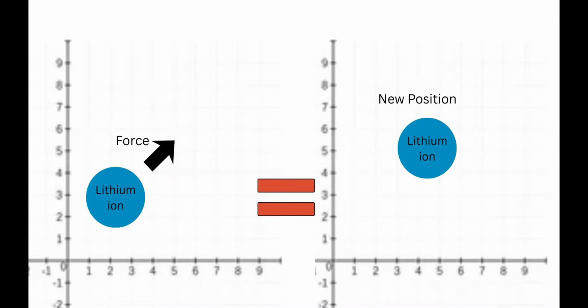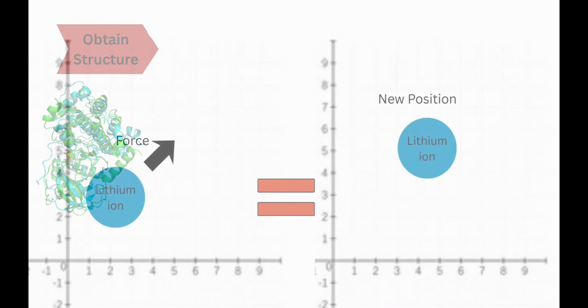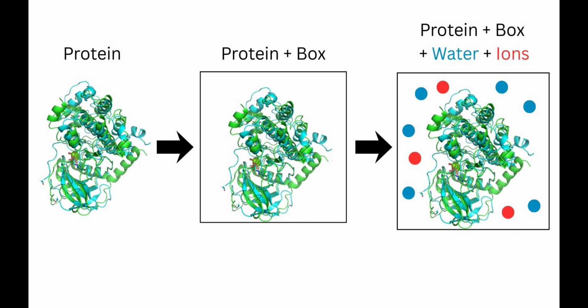MD begins with a simple idea. If we know the positions and forces of atoms in a system, then classical physics can predict where those atoms will move next. To start an MD simulation, you need a structure. This usually comes from X-ray crystallography or a predicted model. Simulations are run using software such as GROMACS. Here, you place the protein in a simulation box and fill the box with water and ions. This mimics the conditions found in the cell.